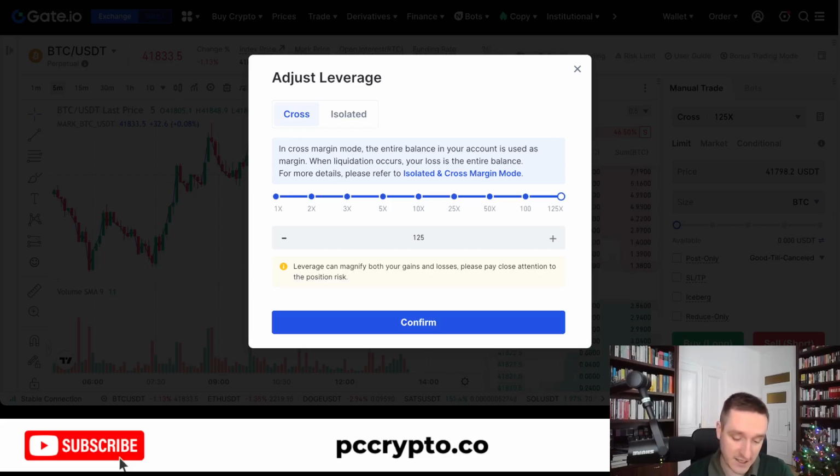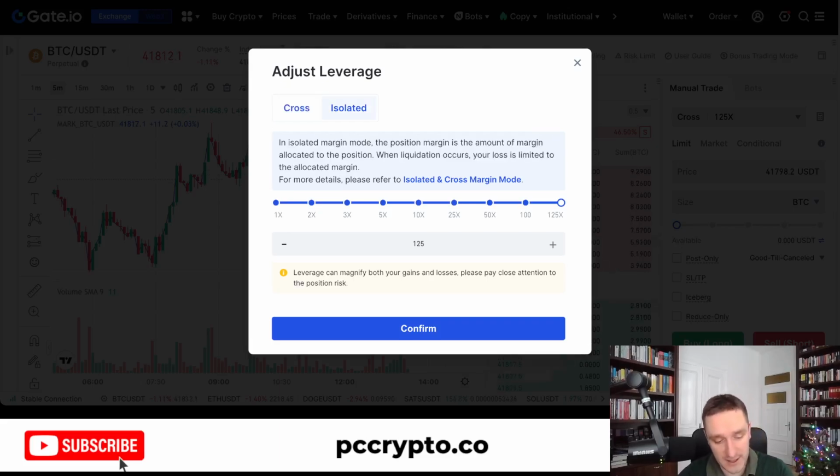Another thing is that you should also decide whether you want to go with cross margin mode or isolated. The difference is that in isolated margin mode, you have specific margin for each position. Margin is basically how much the position can go down against you before you get liquidated. So liquidation here means that your position will get closed automatically, because of how leverage works.